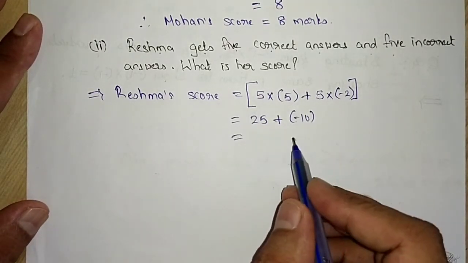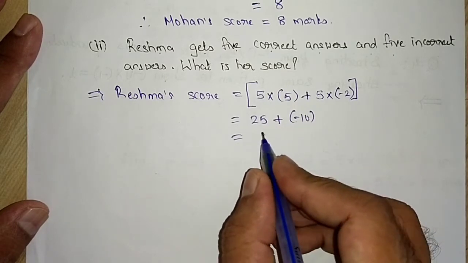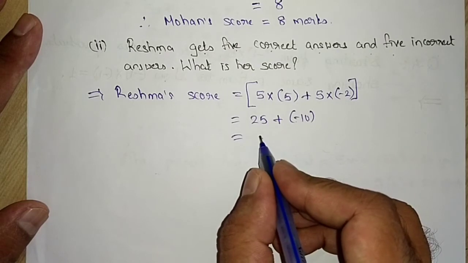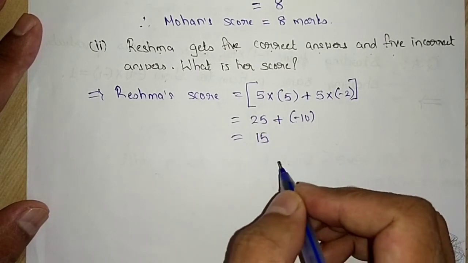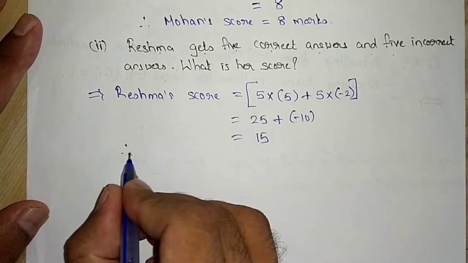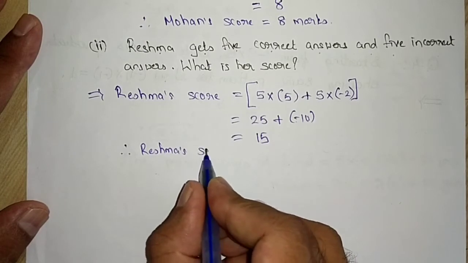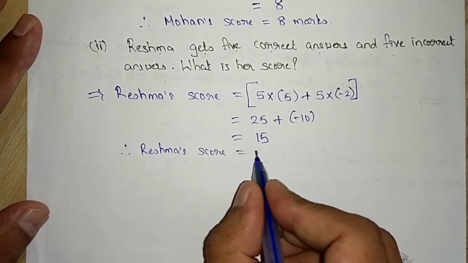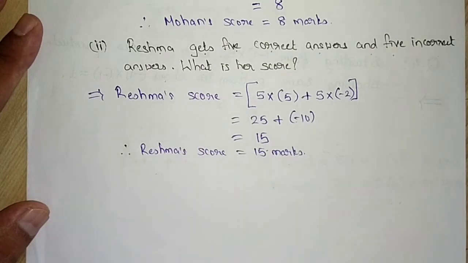Now again, same way, adding 2 integers with unlike sign, we will subtract the numerical values. 25 minus 10 is 15, and give the sign of the largest value, that is the plus sign. Therefore, Resma's score is equal to 15 marks.